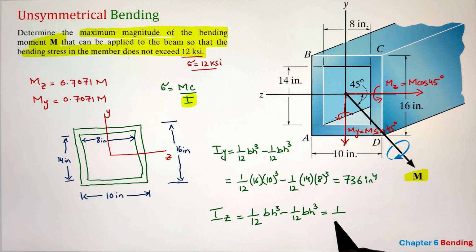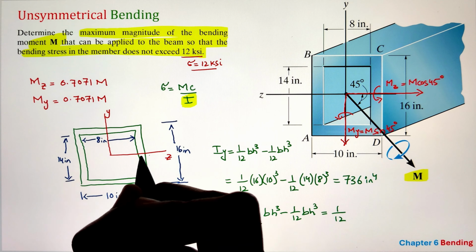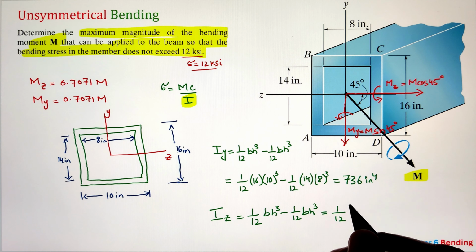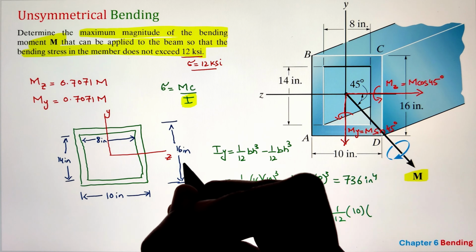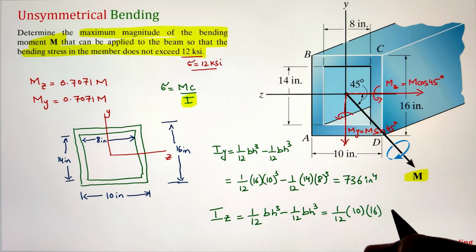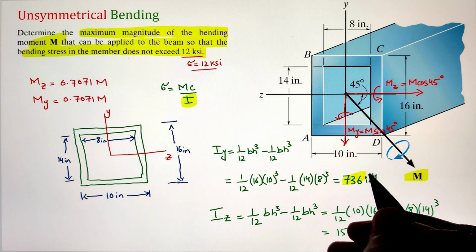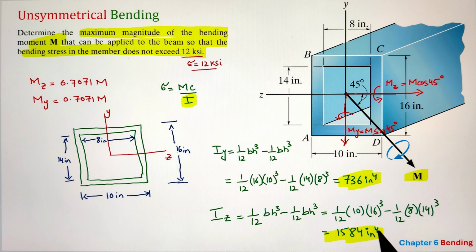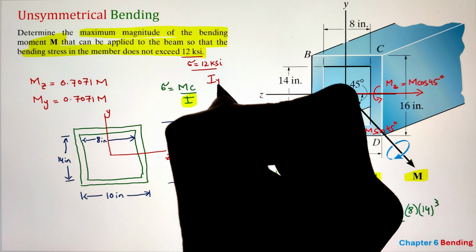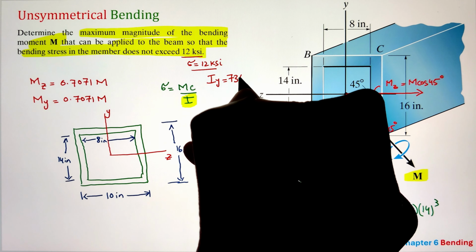Similarly, we can calculate the moment of inertia about the z-axis utilizing the same formula. Again, the value of b in this case will be the dimension that is parallel to the z-axis. So for the bigger rectangle, the value of b is 10 and h is 16 cubed. As for the smaller rectangle, we have the value of base as 8 inches, whereas the height is 14 inches. Simplifying, we get the value of Iz as 1584 inch raised to power 4.